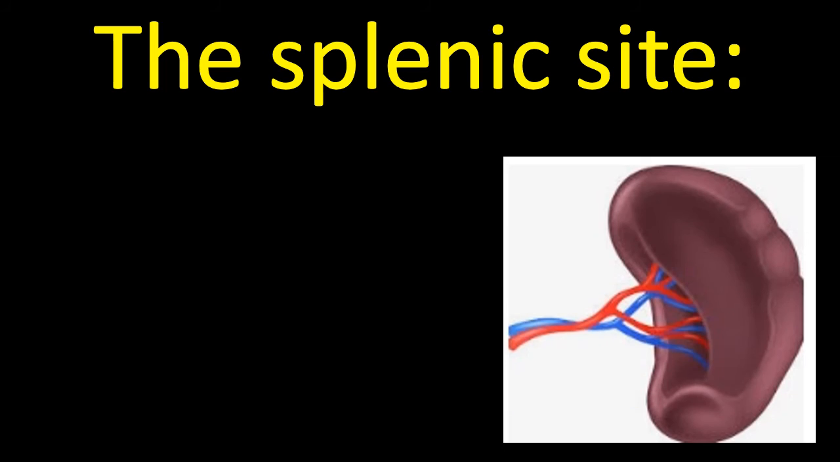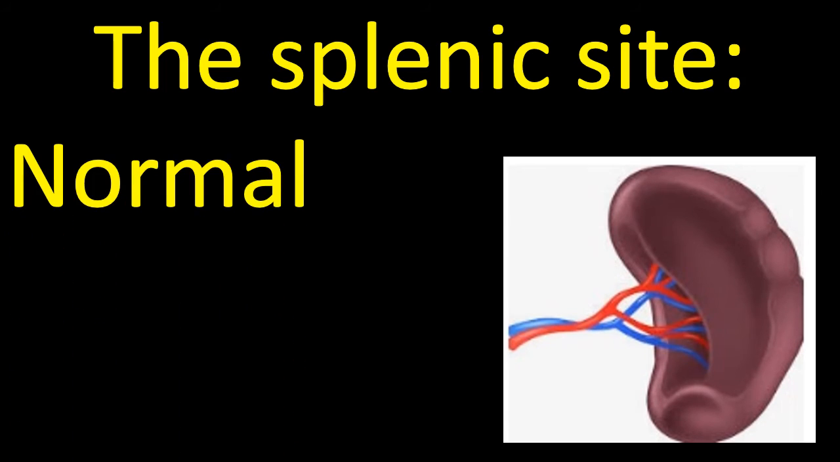The splenic site. Normally, the spleen is present opposite the ninth to the 11th ribs in the mid-axillary plane. This is the normal position of the spleen.